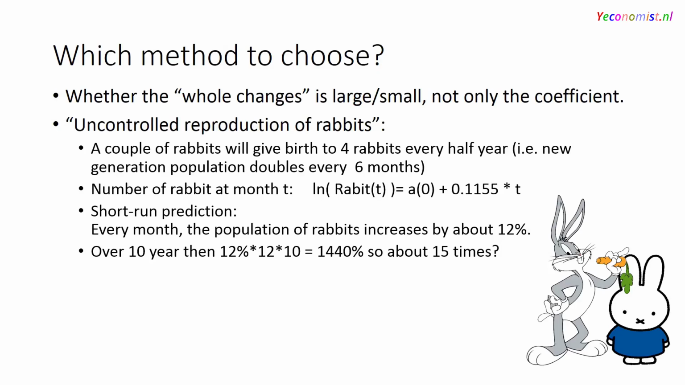However, if you calculate the exact expression and plug in t equals 120, then you would get 1 million times more rabbits. So here the usual way of interpretation is seriously underestimating the rabbits, and the true value from the exact method is totally different from the approximation. So I hope that you have learned something about how to interpret the model with logarithm, and in particular when you should bring in the exact method of interpretation.